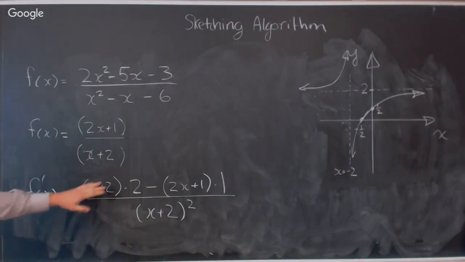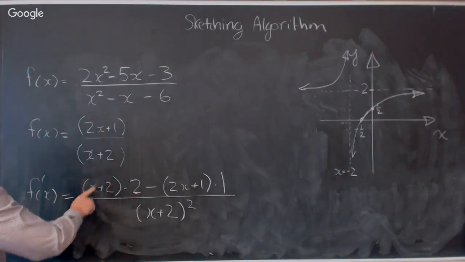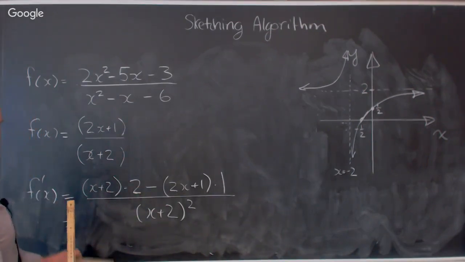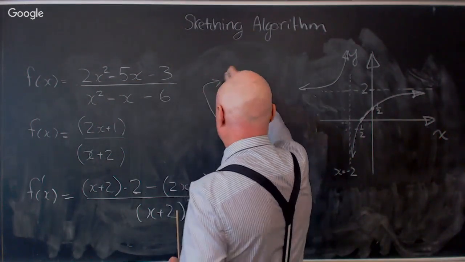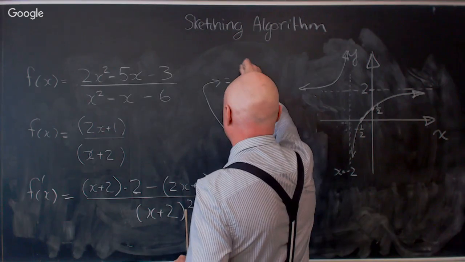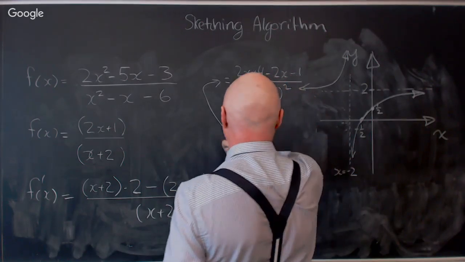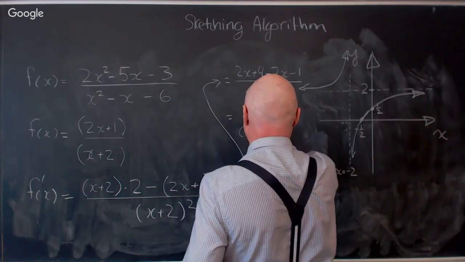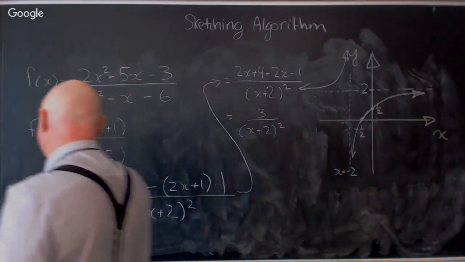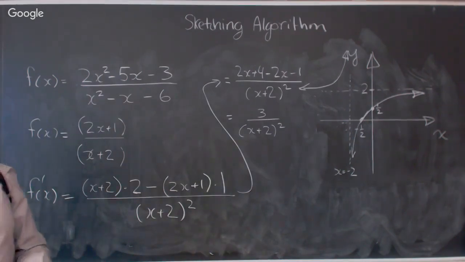Okay. Now we're just going to take that. We're going to do a bit of simplification. Okay. This becomes 2x plus 4. Oh, I'm running out of board space here. Okay, so it becomes 2x plus 4 minus 2x minus 1 all over x plus 2 squared. So this becomes 3 over x plus 2 squared. Look at that. That seems a lot simpler, right?